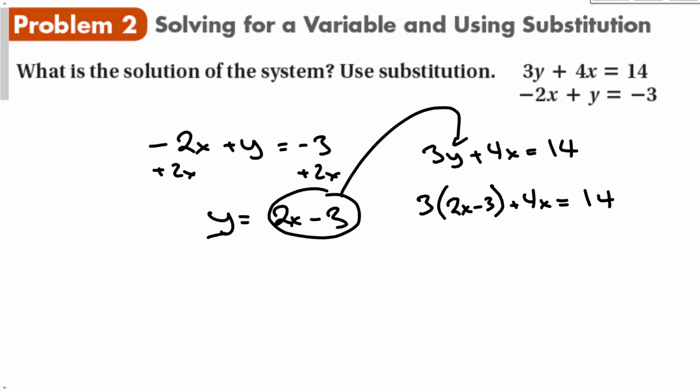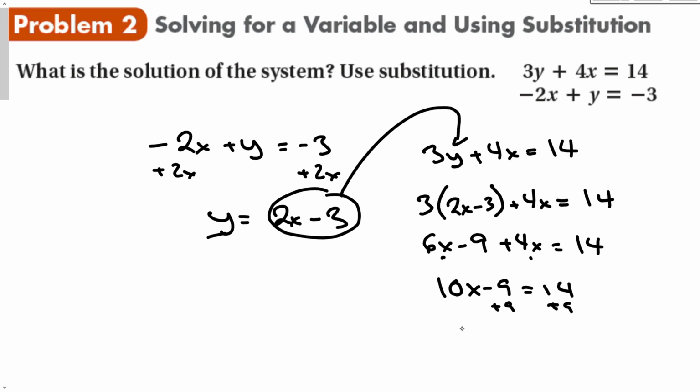So I can say that 3 times 2x minus 3, which is y, plus 4x is equal to 14. And now this is just a matter of solving for x. So let's distribute. 6x minus 9 plus 4x is equal to 14. That's 10x minus 9. When I put these together, they're on the same side, so I can just add them together. Is equal to 14. Add 9 to both sides. 10x is equal to 23, which makes x 2.3. Is it okay that I got a decimal? Yes. Okay. Systems don't always have to give you perfect numbers.